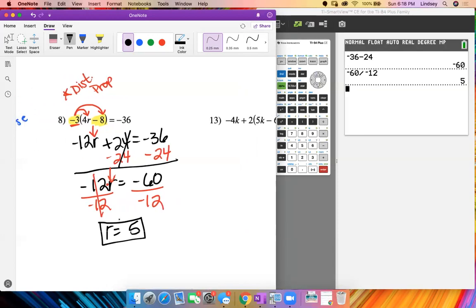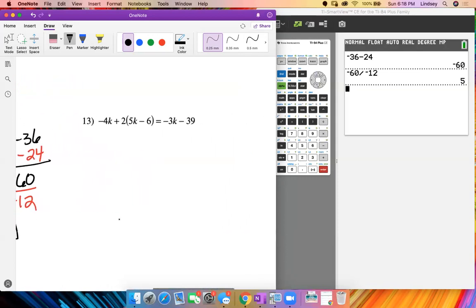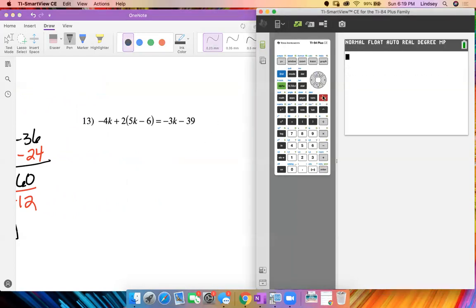Take a second, look over that, make sure you understand all the steps. The last one that I'm going to be doing with you before you practice on your own is this one. So of course I've picked a little bit of a harder one. Once again, it's all the same steps that we just did.